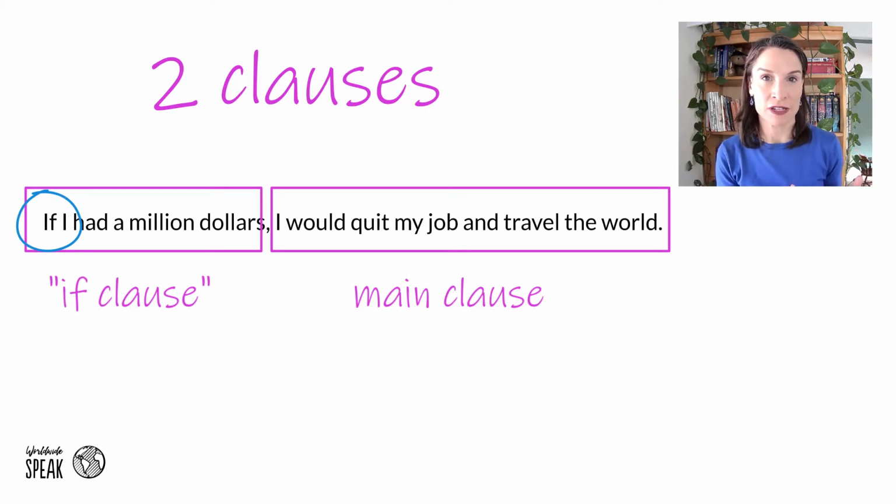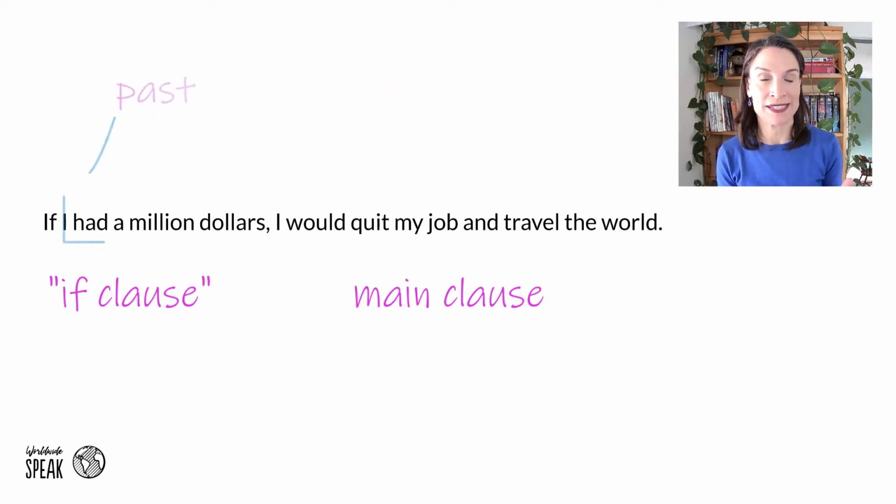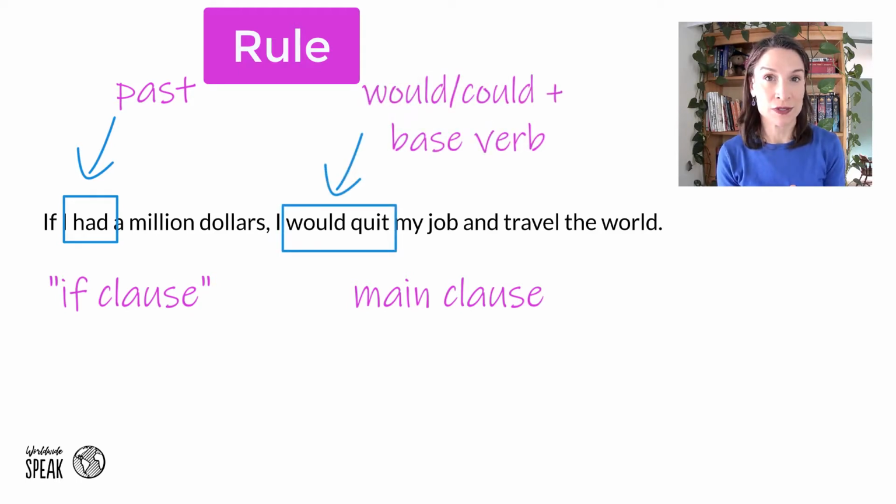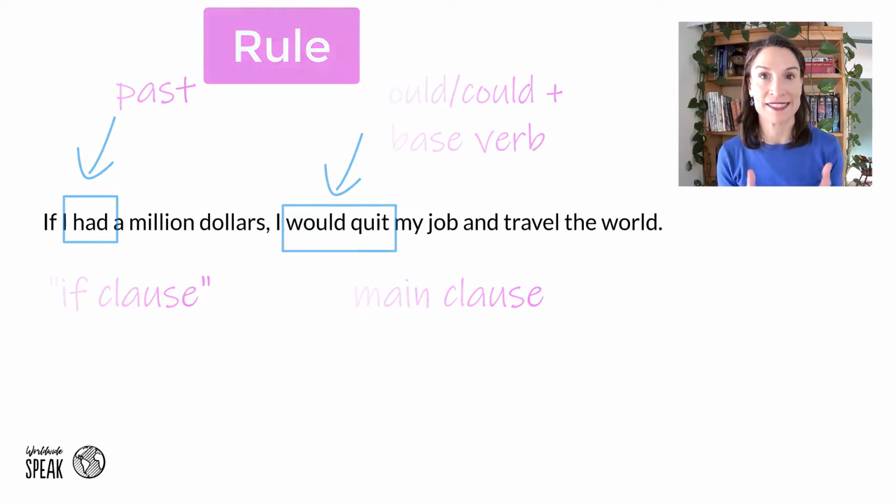So when I have the if clause, you'll notice right here that my verb is in the past. This is the rule for second conditional. It doesn't mean I'm talking about the past, so this can be confusing. This is just the grammar construction that we must use with the second conditional when we're talking about these unreal situations. So the if clause is going to use the past, and that might be past simple or past progressive, past continuous. And the main clause is always going to use would or could and then the base form of the verb. This is how we form second conditional.